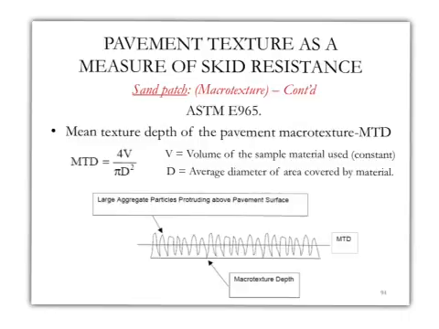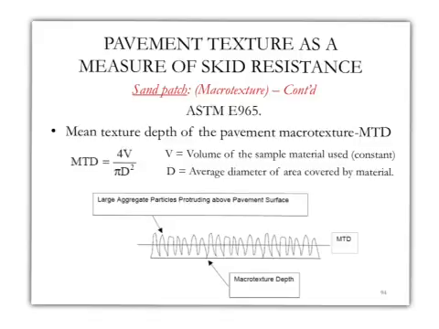Based on the sand patch, we're now able to measure what we call MTD, the mean texture depth. So the mean texture depth of pavement macro texture can be measured following this equation here, which is 4V over pi d squared. So what's V here? V is the volume of the sample material used, which is constant. We know by the ASTM standard there must be a certain volume of sand that needs to be used, and then D would be the average diameter of the area covered by the material.